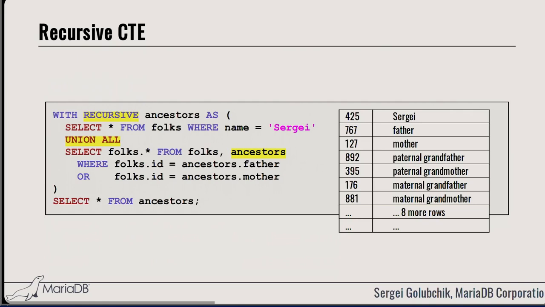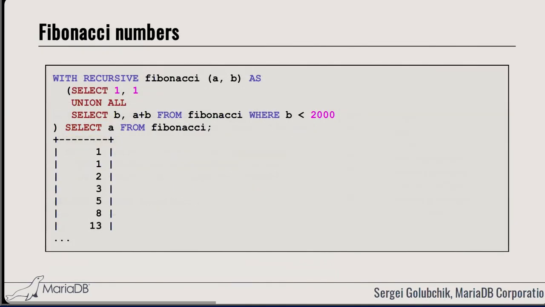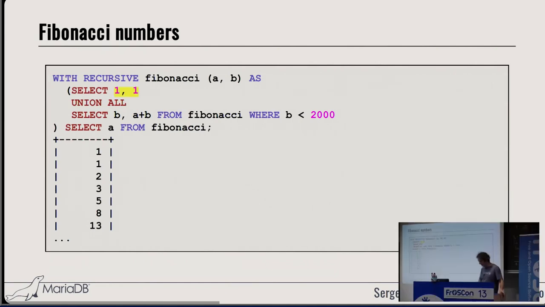So what are recursive table expressions useful for besides doing genealogy? They're useful for generating data. The very first simple example is Fibonacci numbers. So we start writing a recursive common table expression called Fibonacci, and we start from the first two values being 1 and 1. And every next row, the new A is the old B, and the new B is A plus B. And we stop when we reach 2000.